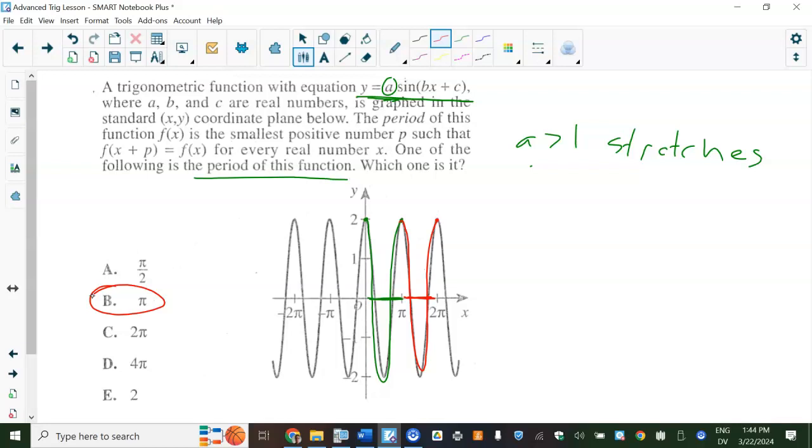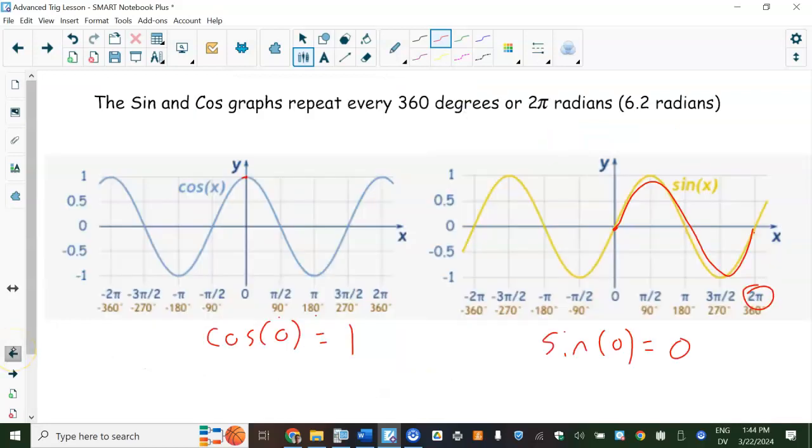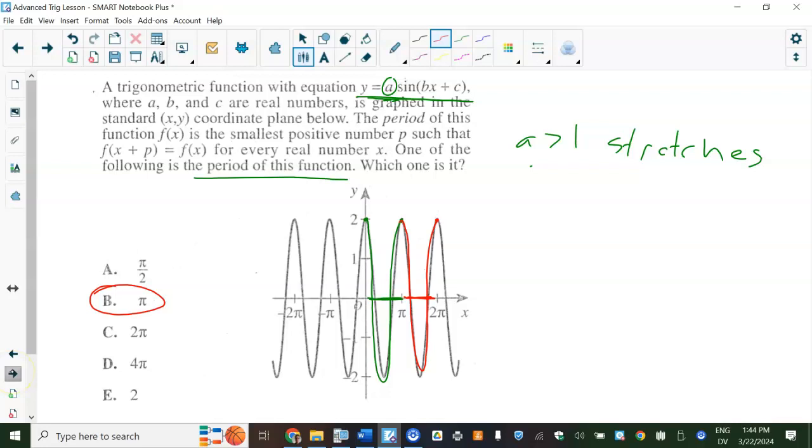And they've modified it, right? Our original one takes 2 pi to repeat. Here's the sine original one. So they must have modified it. So going back to their equation, I think how you do this is you do the sine of 2x, and that makes it actually repeat a little bit faster.